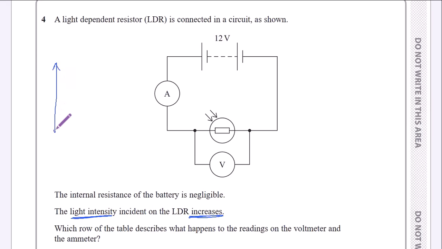If it's a VI graph, always remember, since there are no other components, the PD across the LDR will always remain constant. So this should be the shape of the graph. PD remains constant at all times, but the current changes, either increases or decreases. But that question was not with an LDR, that was with a thermistor. But the concept remains the same.